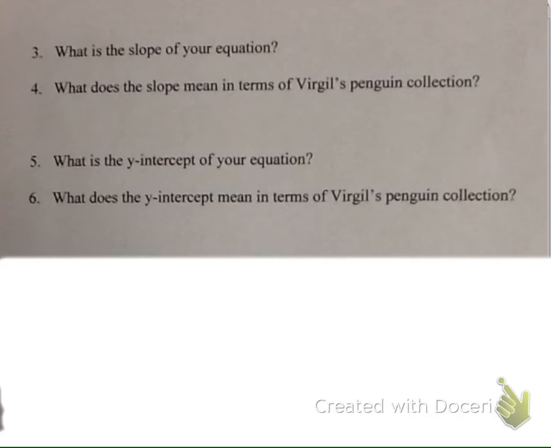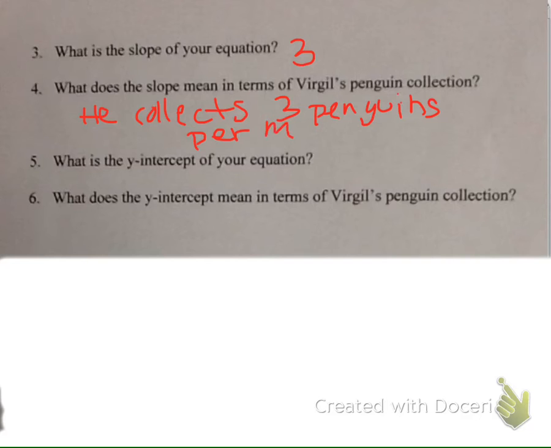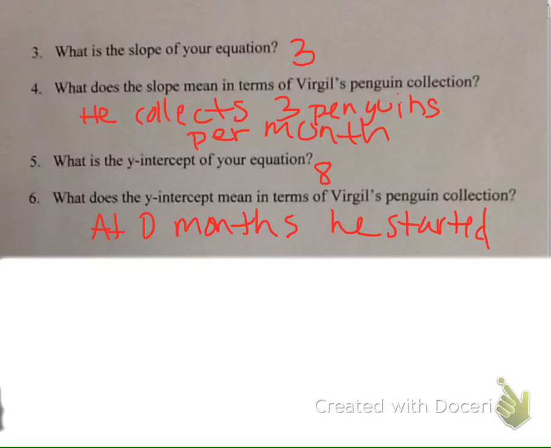Okay, number 3 says, what is your slope? Mine was 3. What does the slope mean in terms of his collection? He collects 3 penguins per month. Make sure you have the words per or each. That tells me it's the slope, or the unit rate. What is the y-intercept? That was 8. And what does it mean? It means at 0 months he started with 8 penguins.